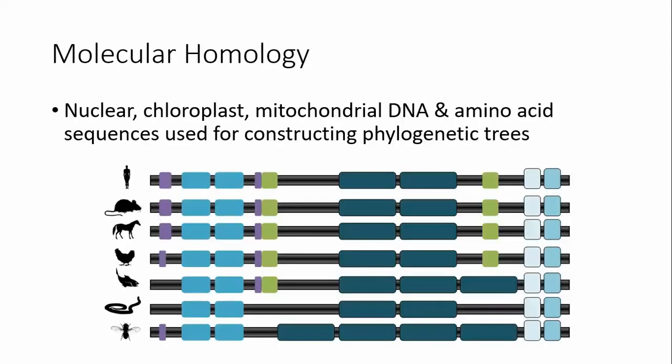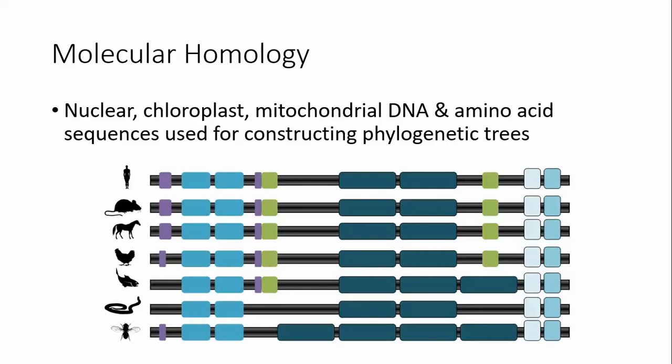Then you can look at molecular homology, and this is probably the biggest field, because we're just discovering so much with DNA and protein sequences, etc. And we can look at not only the DNA in the nucleus, we can also look at DNA in chloroplasts and mitochondria as well. We can also look at the amino acid sequences of mature proteins, and to be able to see, okay, what commonalities are there.